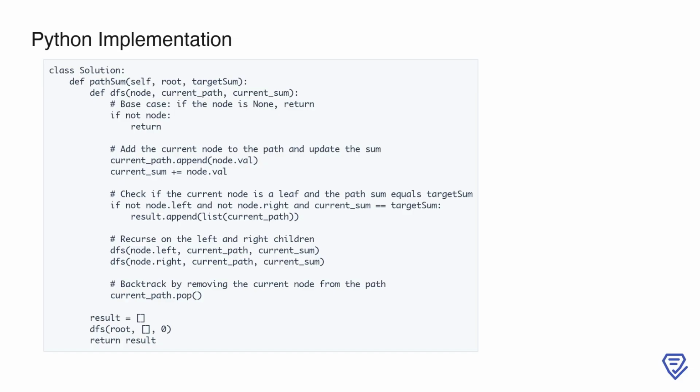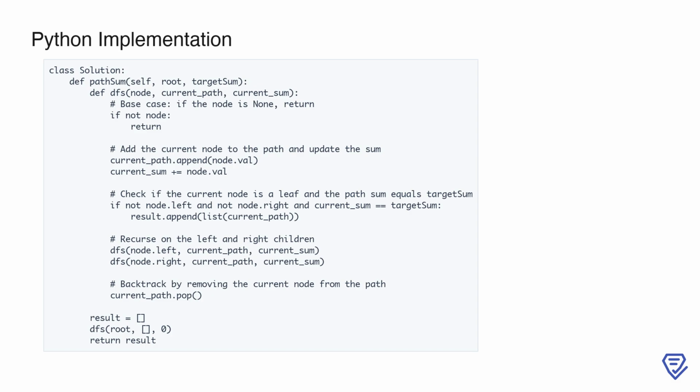Backtracking: after processing a node, the last value is removed from current_path to ensure the function backtracks correctly and explores other potential paths without interference from the current path. The result list collects all valid paths, and the function finally returns it as the output.